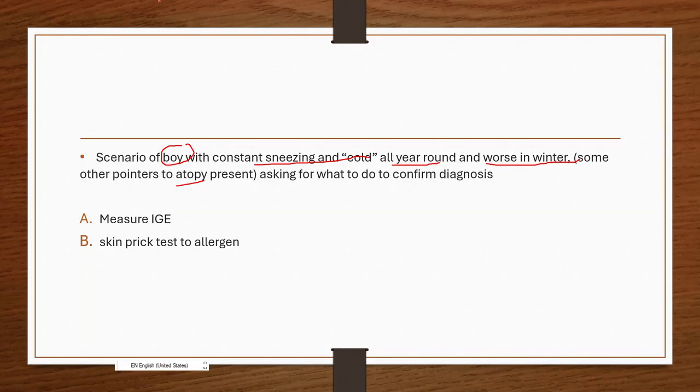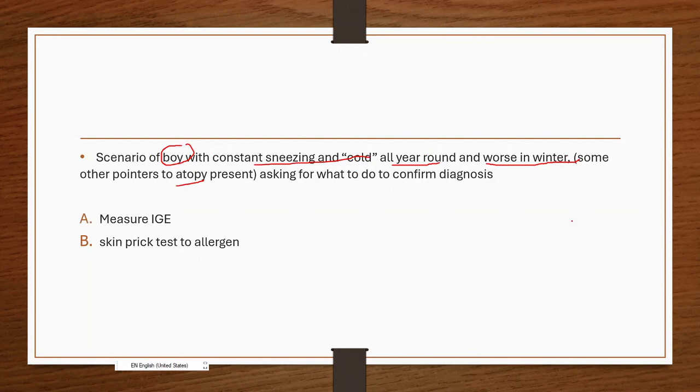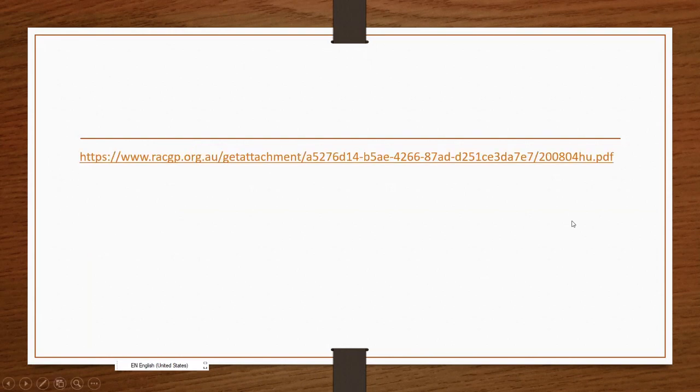Okay, so IgE will always be high. So the answer was bromocriptine, yes, previously. Here again the answers are varied. Now this boy is having constant sneezing and cold all year round and worse in the winter. Atopy was also there. So what is this case? What is this boy having? Can somebody mention the diagnosis here?